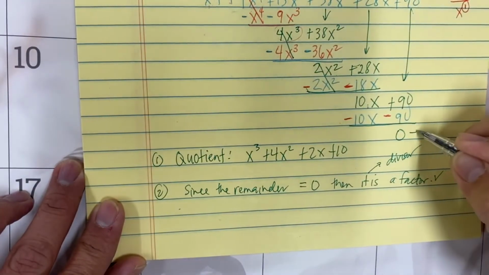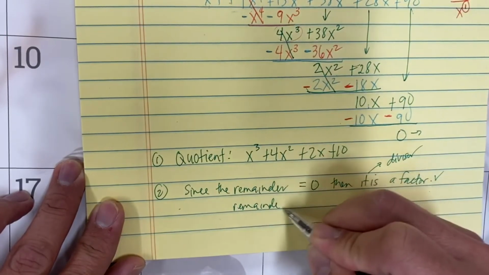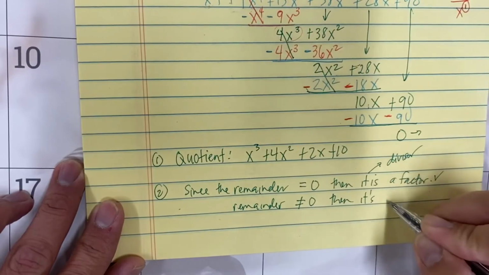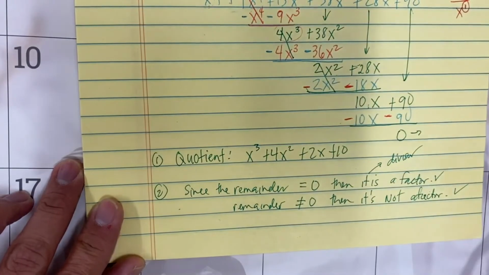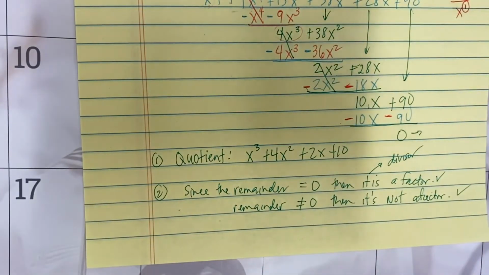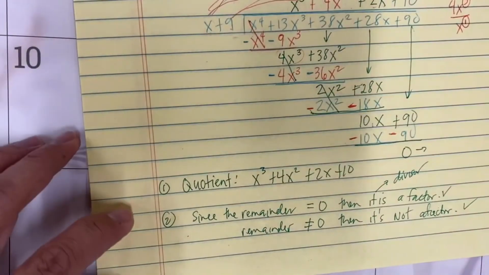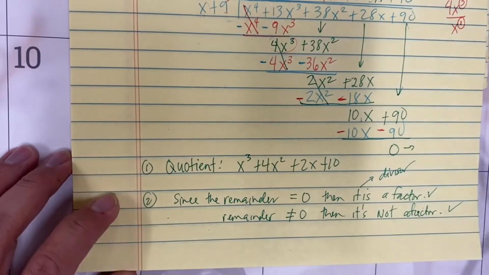When I say that, that's a divisor. But if the remainder is not equal to 0, then it is not a factor. Okay? Something that you have to take note of. I hope you learned something, especially the long division, and kaboom.